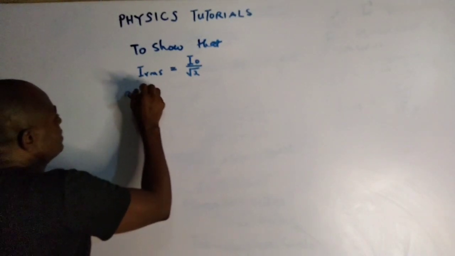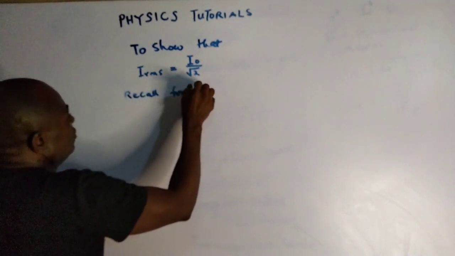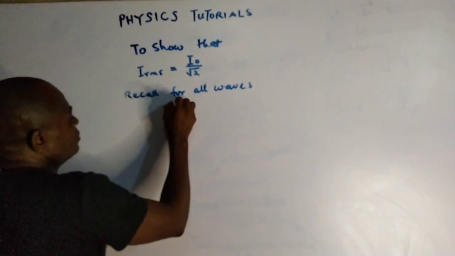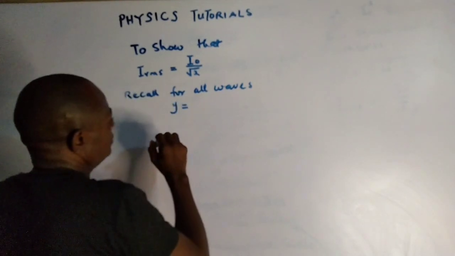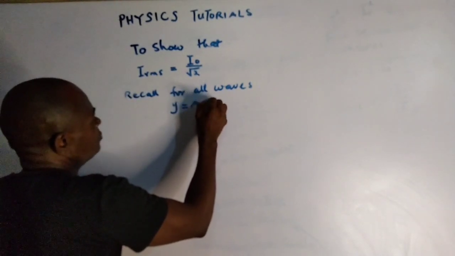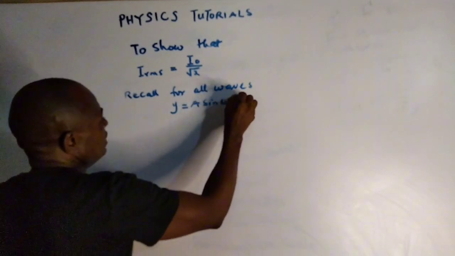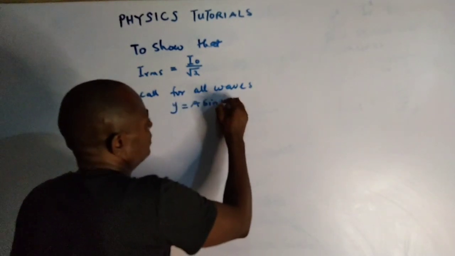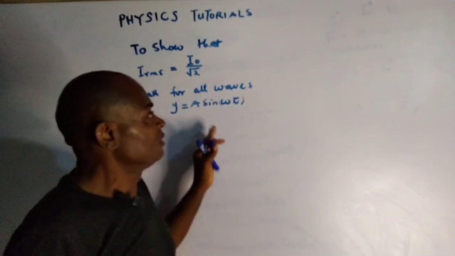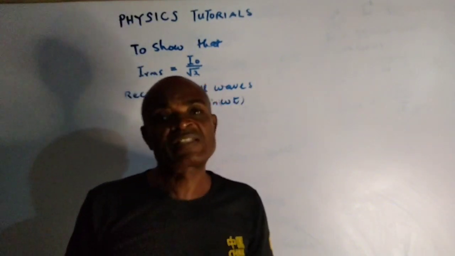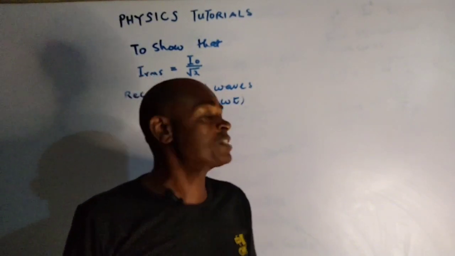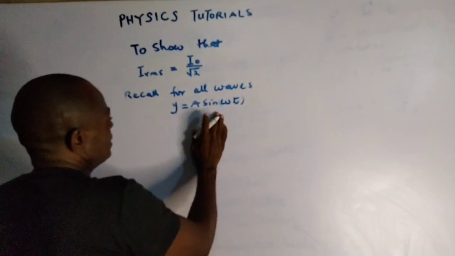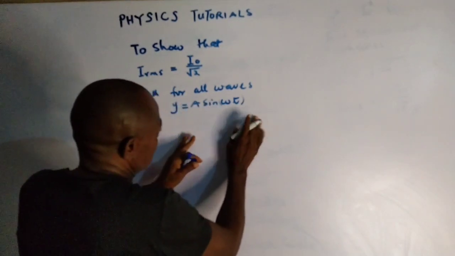So we recall that for all waves, we were told that the displacement along the vertical is equal to the amplitude times sine of angular velocity times time. This is the very popular equation of a wave, from the first establishment of the sinusoidal function. Now we want to write this in terms of current.